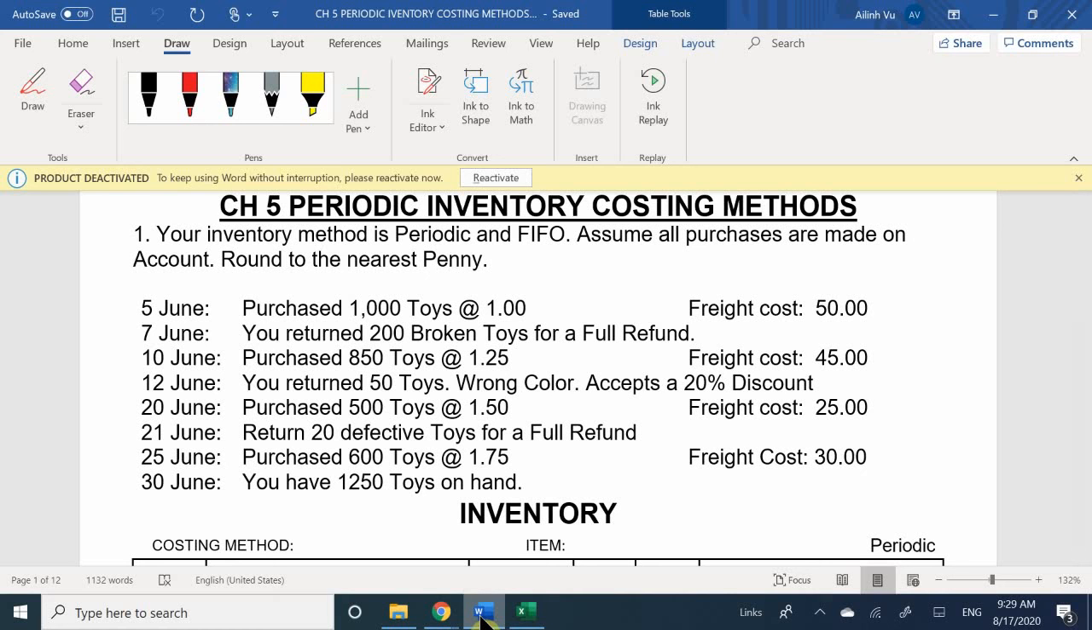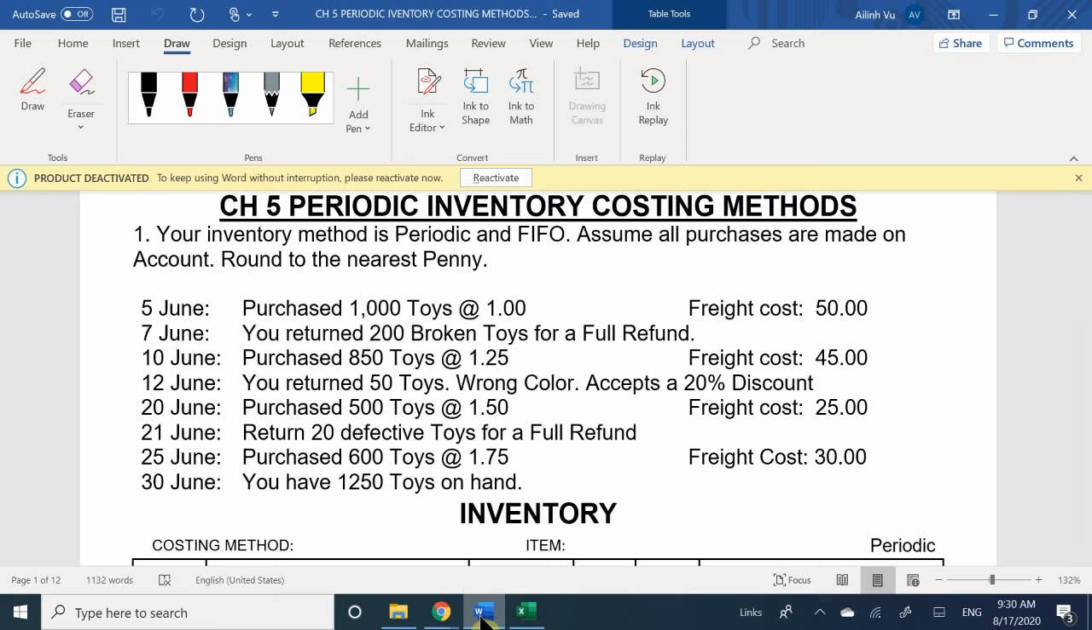June 12th, 50 toys were returned for being the wrong color. But what happened here? There was a 20% discount. Correct. So, 50 toys were attempted to be returned because they were the wrong color. But the vendor persuaded you to keep the toys, and they gave you a generous 20% discount. And here you accept it.